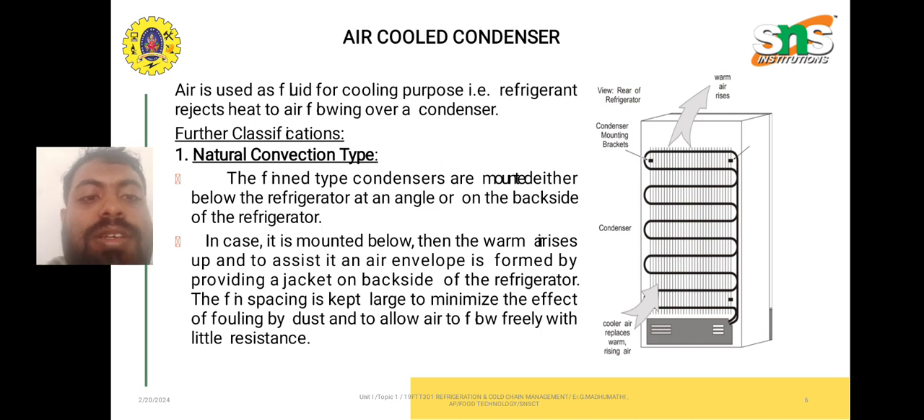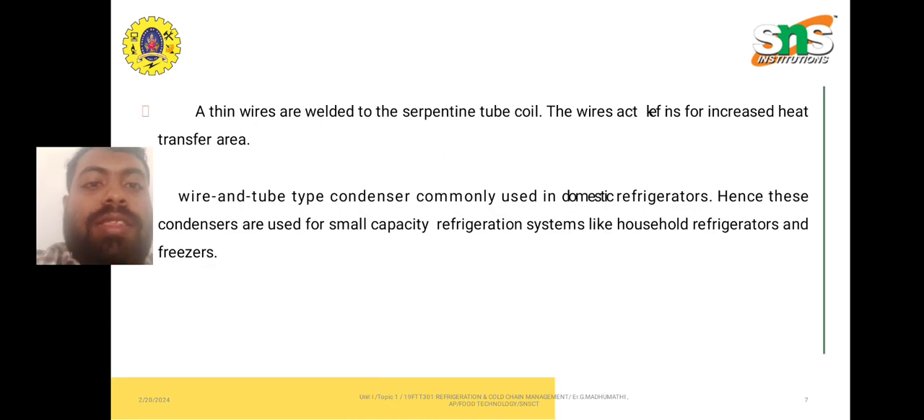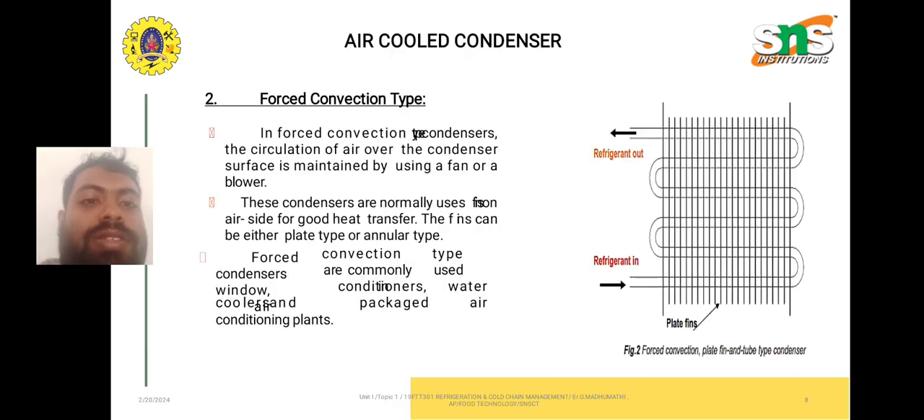The fin spacing is kept large to minimize the effect of fouling by dust and to allow air to flow freely with little resistance. Thin wires are welded to the serpentine tube coil. The wires act as increased heat transfer area. Wire and tube type condensers are commonly used in domestic refrigerators. Hence, these condensers are used for small capacity refrigeration systems like household refrigerators and freezers.